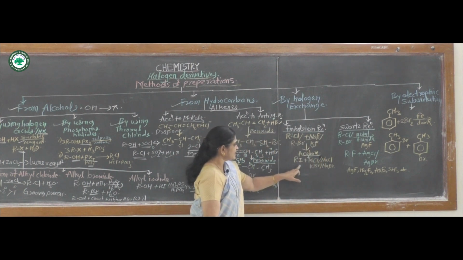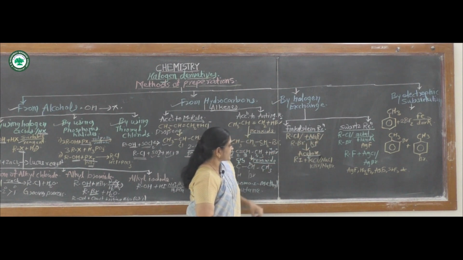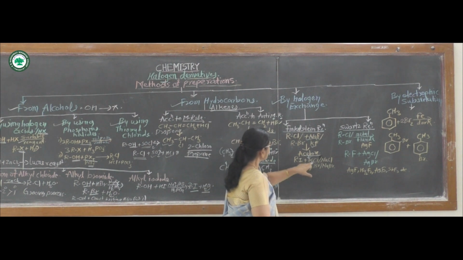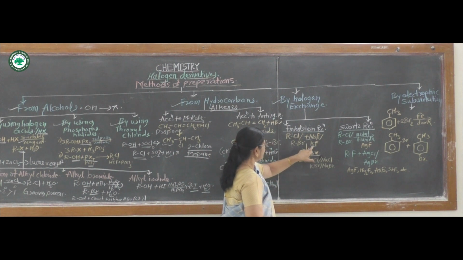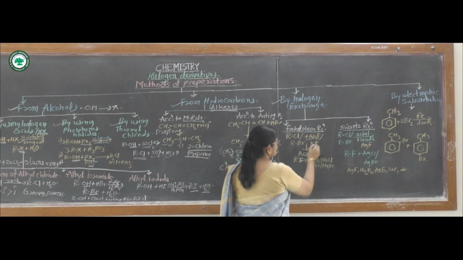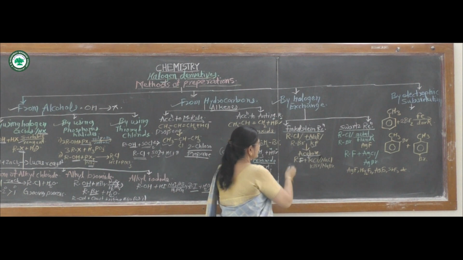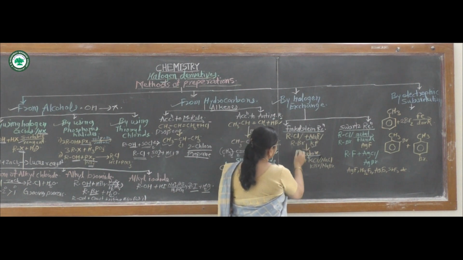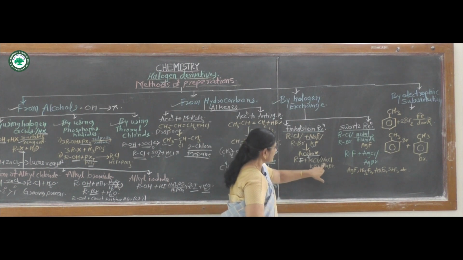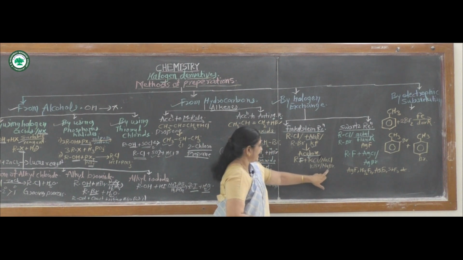Then it gives which product? That means if this reacts with sodium fluoride, then this chlorine atom gets replaced by fluorine and it forms which product? RF plus KCl. That means if it reacts with potassium fluoride, it forms KCl. If it reacts with sodium fluoride, it forms NaCl. Then the second reaction, that is RBr, if it reacts with potassium fluoride or sodium fluoride, it gives RF plus KBr or NaBr.